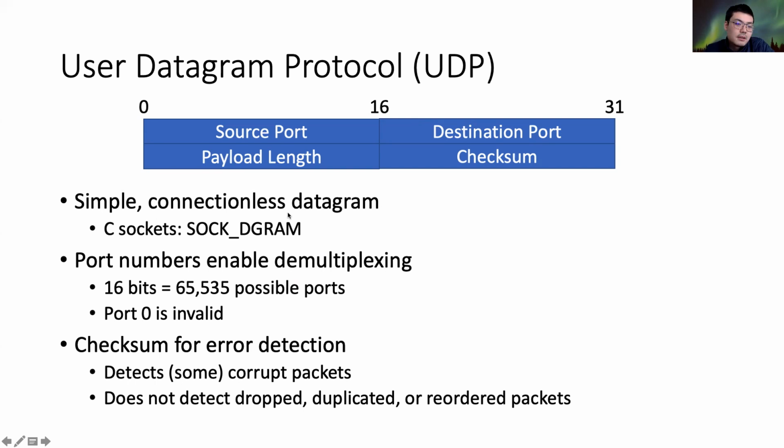So it's connectionless. And if you program in C sockets, you remember you need to say dgram. If you use stream, then it's TCP. These port numbers have 16 bits, which means you can have 2 to the power 16 minus 1 ports, because port 0 is invalid, you cannot use it. And bear in mind that those lower port numbers are reserved. For HTTP it's 80, FTP is 21. So usually for your own application you will use something larger than 10,000.